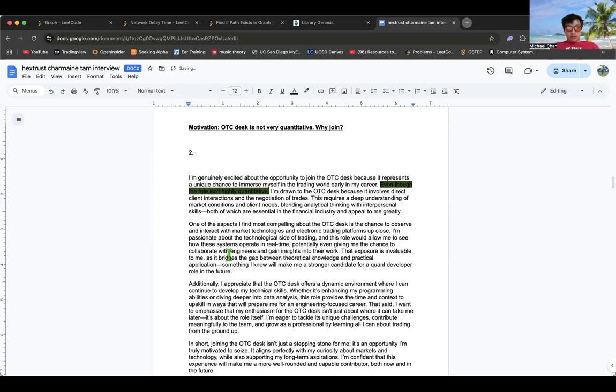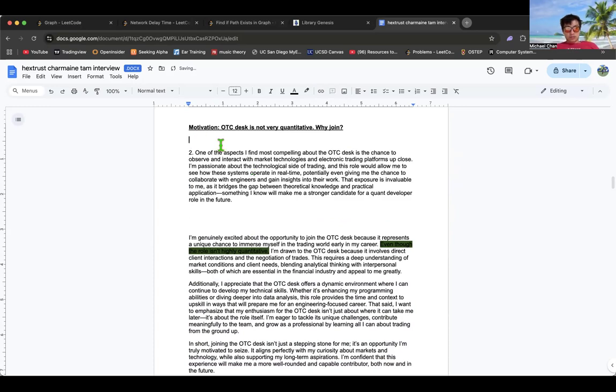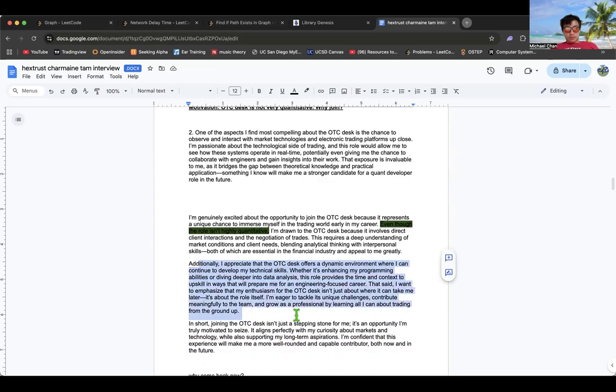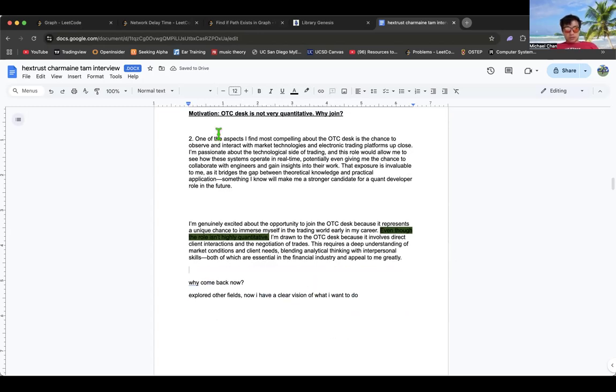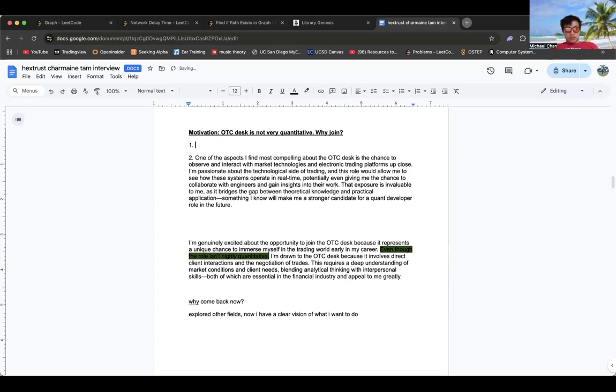The second would be something like this: interact with market technologies and electronic trading platforms up close. I'm passionate about the technological side of trading. This role will allow me to see how these systems operate in real time, potentially even giving me the chance to collaborate with engineers and gain insight into their work. That exposure is invaluable to me. Sure. Okay, no, that is something that I will want to keep. No, there's no good. I feel like I should talk about my previous experience as an OTC trader.